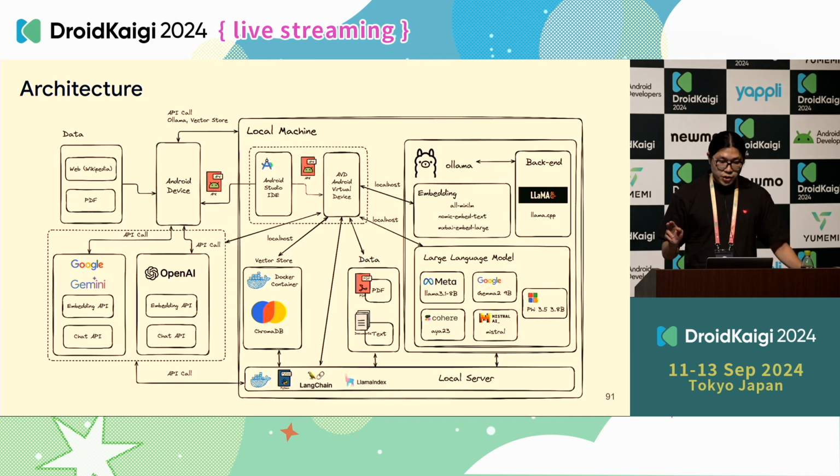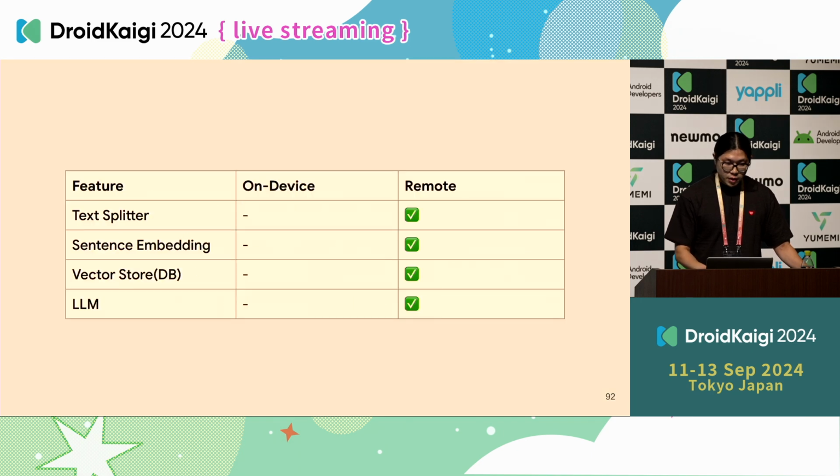Here is the architecture designed for the initially planned RAG app. The vector database uses Chroma database. And the RAG pipeline is set up on the Python server with LangChain or LlamaIndex. The main feature of this architecture is that the whole RAG process can happen remotely. The client just needs to call the API to get results from user input.